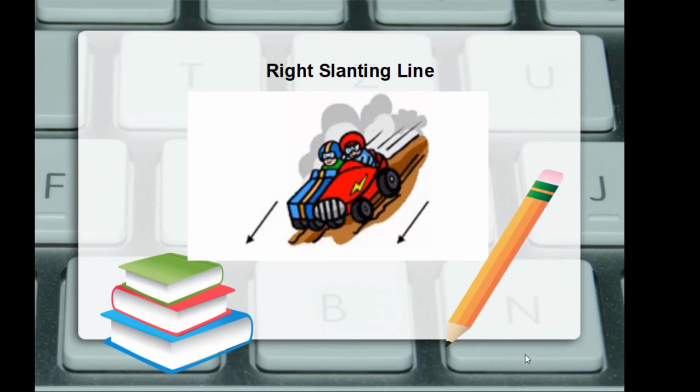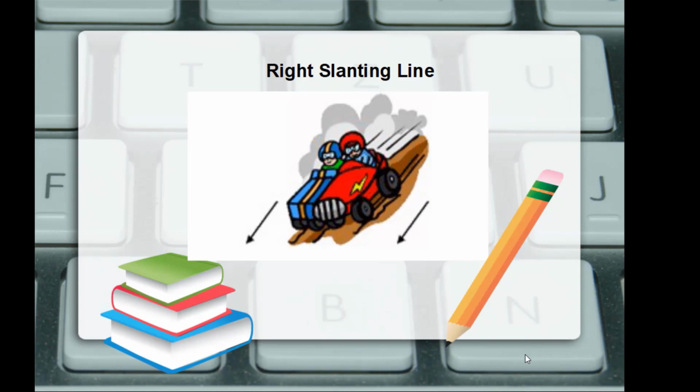Now we are going to learn right slanting line. There is some picture. What do you observe from this picture? Yes, there is a car and two people are sitting in it. They are driving the car. In which direction are they driving? From right to left. Am I correct? Yes, that is nothing but right slanting line.